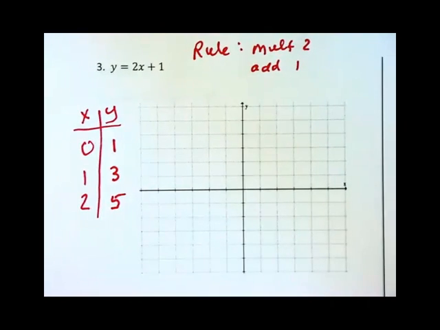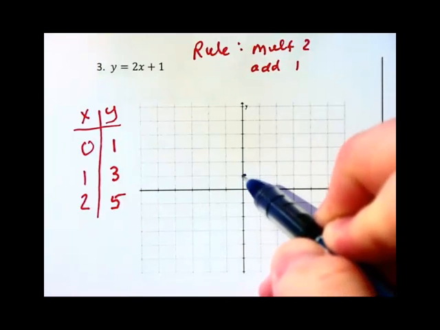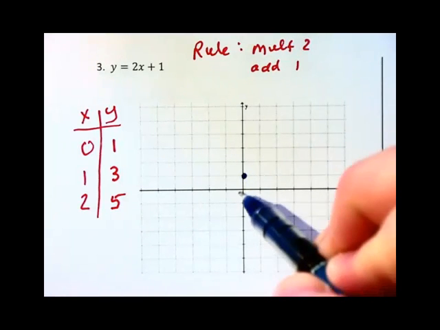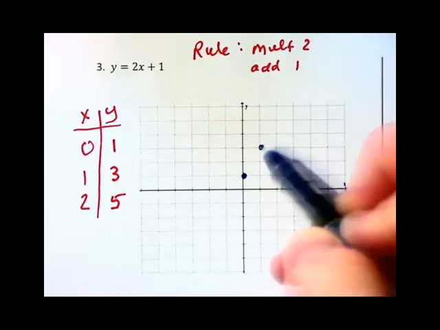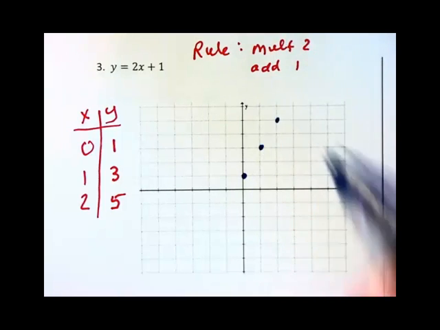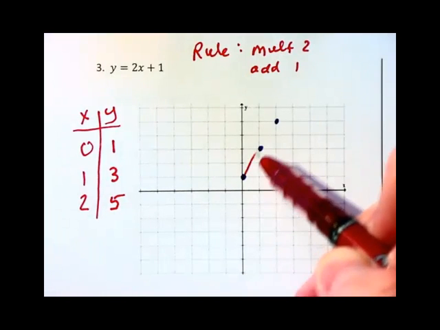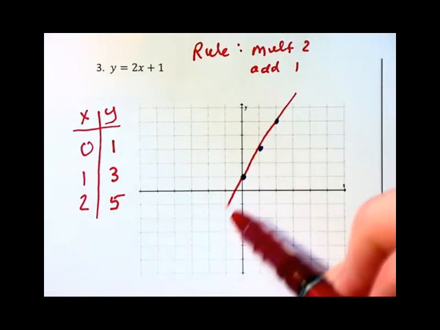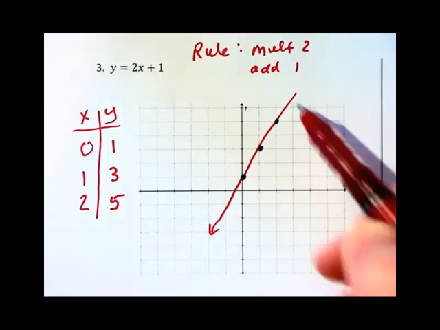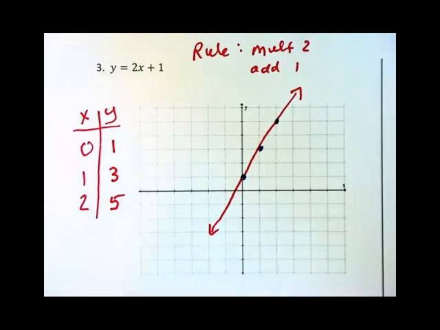So here we go. Our 3 points are 0, 1, 1 unit above the origin, 1, 3, which is over 1 and up 3, 2, 5, which is over 2 and up 5. And through that we have our 3 points ready to graph. Arrows at the end saying this pattern continues.